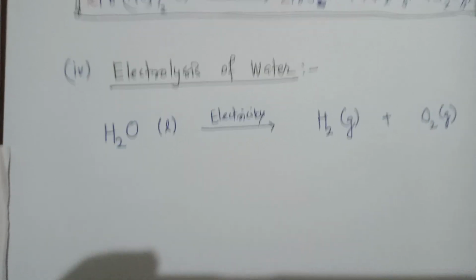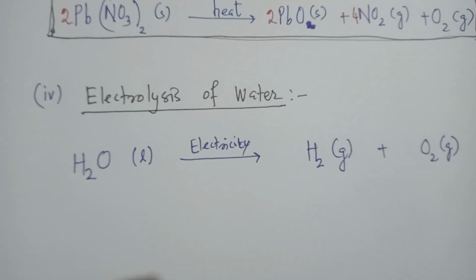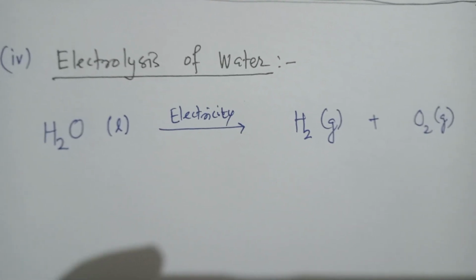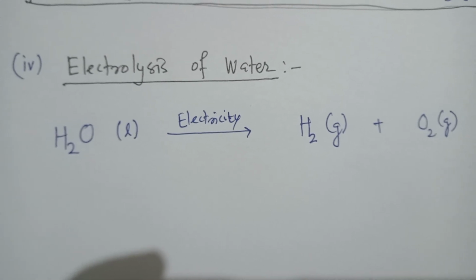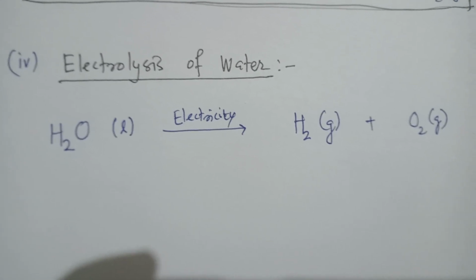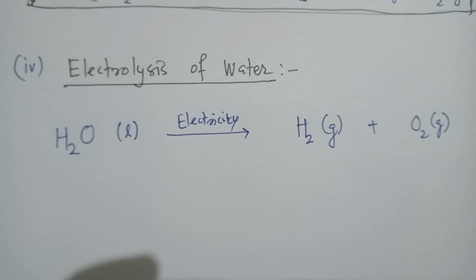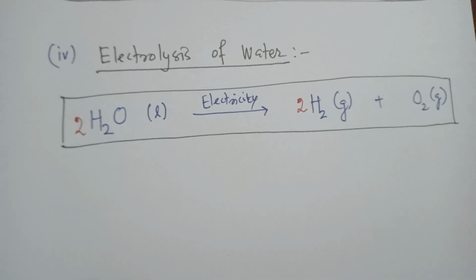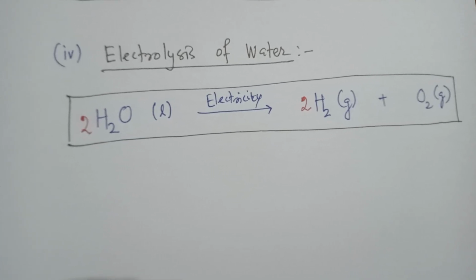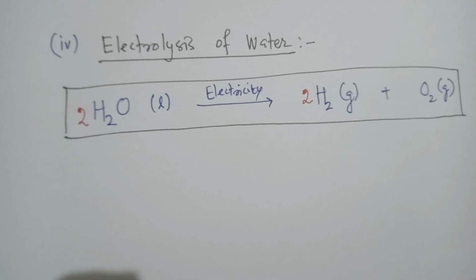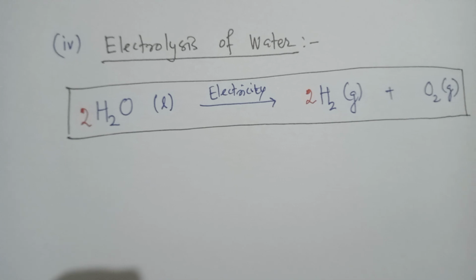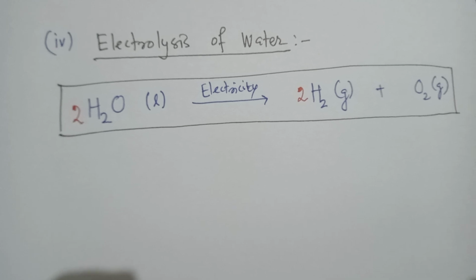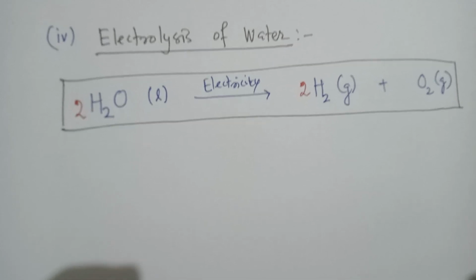Next example is electrolysis of water. Here, when electricity is passed through water, it gives hydrogen and oxygen. So this equation is again not balanced. We'll balance it. So we can clearly see 2 molecules of water are broken by the passage of electricity to give 2 molecules of hydrogen and 1 molecule of oxygen. So this is also a decomposition reaction.